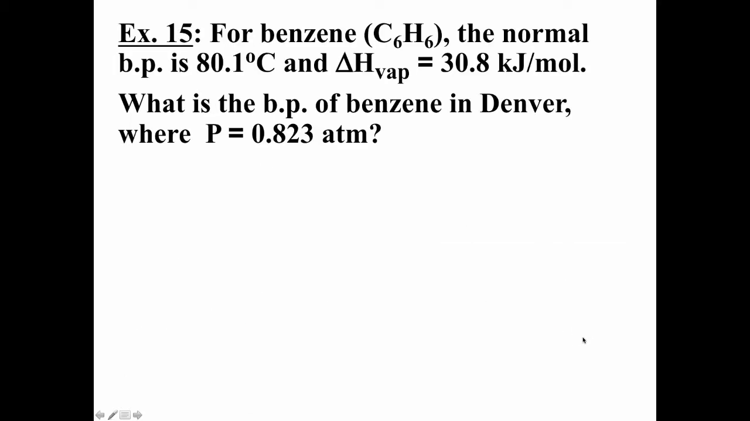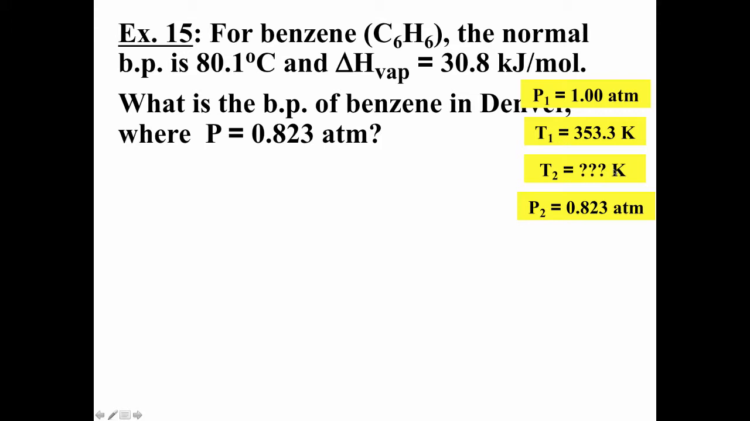So we can now apply this to the problem we were just given, and we're going to choose P1 and T1 to be the normal boiling point, and 80.1 degrees Celsius is 353.3 Kelvin, and normal boiling, remember, means at normal sea level atmospheric conditions, so the vapor pressure will equal the external pressure of 1 atmosphere. And we need to find the boiling temperature at the pressure conditions in Denver, which is 0.823 atmospheres. So we know P2, but we don't know T2. That's what we're going to find.